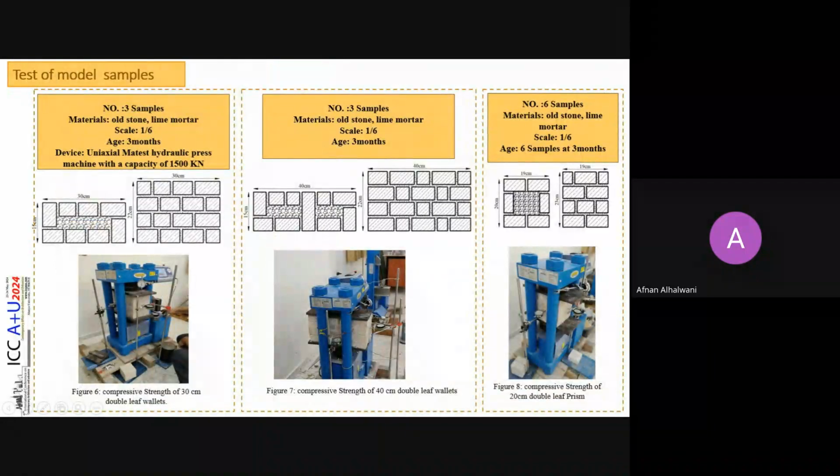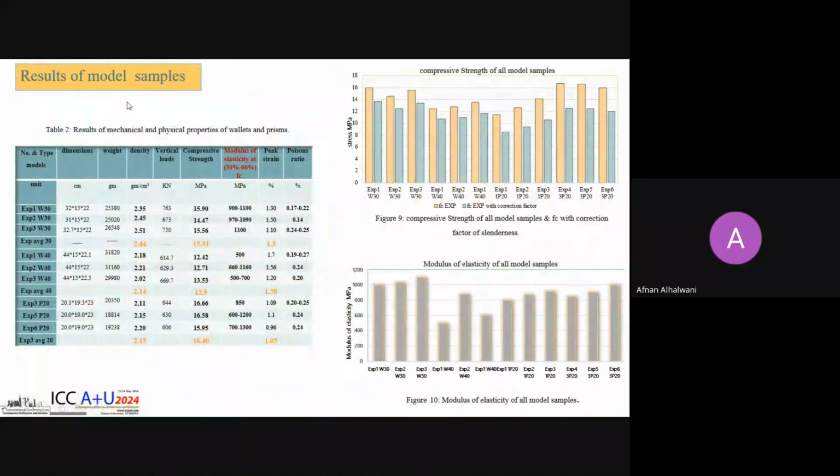Three types of models were built from stone and mortar with different dimensions at scale 1/6. Models were tested at 3 months of age to determine compressive strength, modulus of elasticity, and Poisson's ratio using a uniaxial hydraulic press machine. The results of the model samples are as follows.